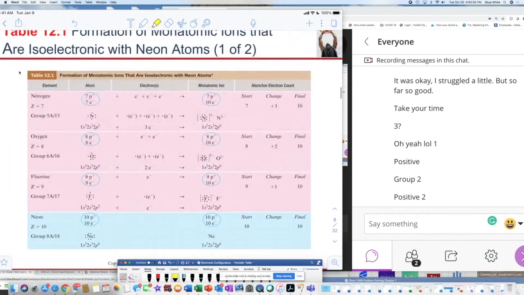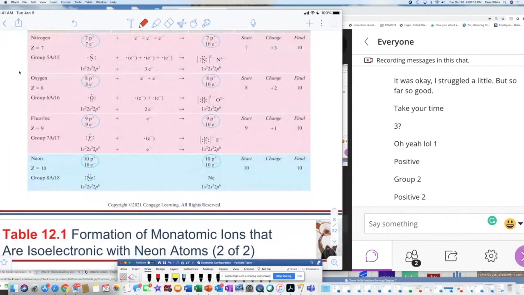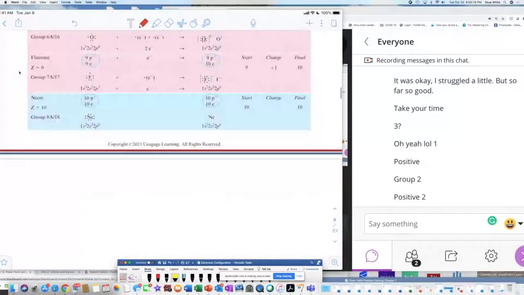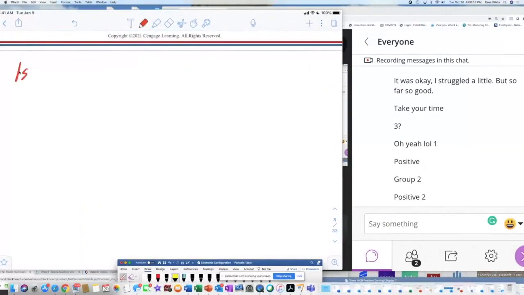In your homework, there's a question asking you about isoelectronic. Let me start with isoelectronic and I'll go through a bunch of these. Isoelectronic, this is a term you need to know. I'm saying it, know it, and I'm highlighting it. You need to know this. Iso means same.